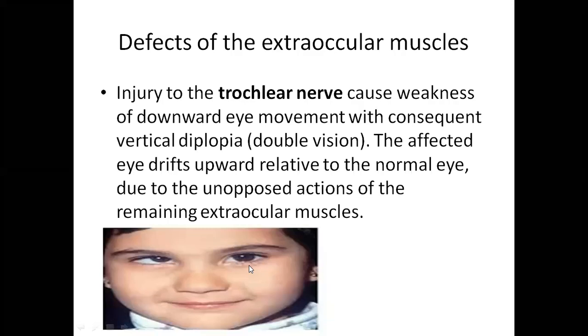So this is a normal eye. Here the eyeball will move upward relative to the normal eye due to the unopposed action of the remaining extraocular muscles. Do you understand, beta? Okay.